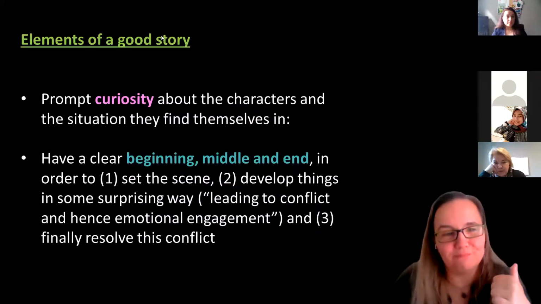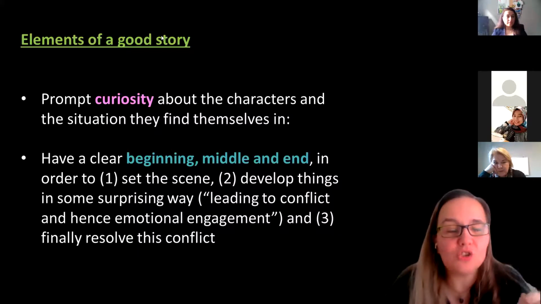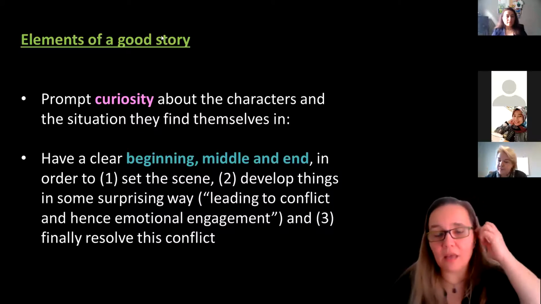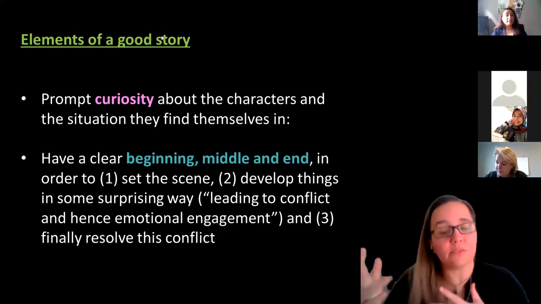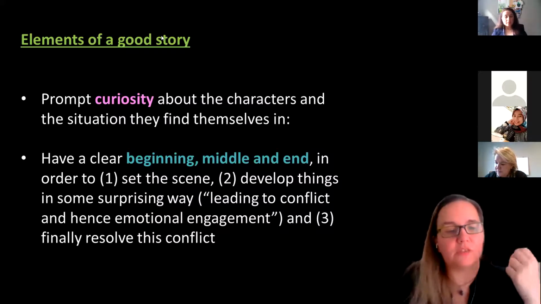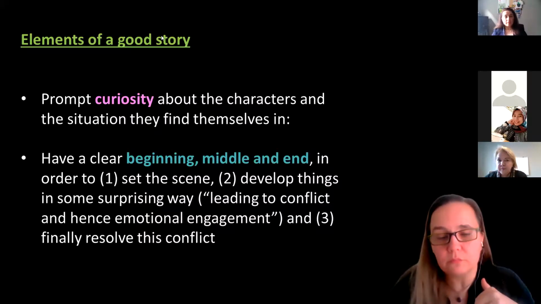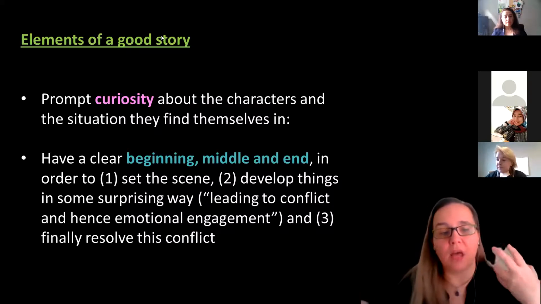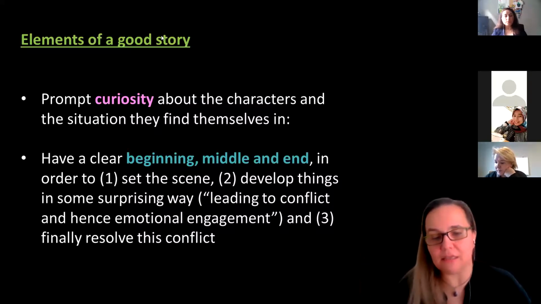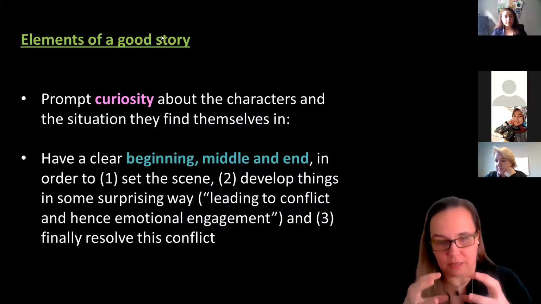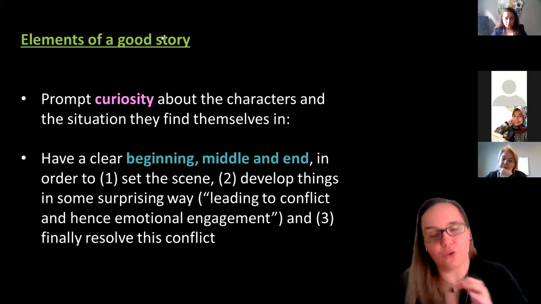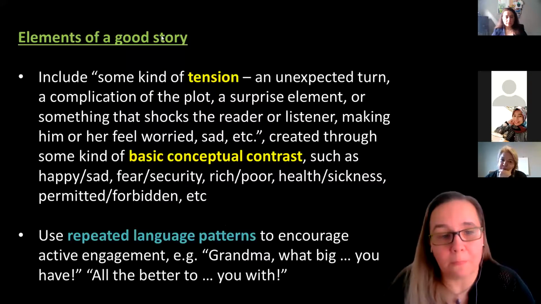a good story. Okay. The second one, it should prompt curiosity about the characters. Oh, okay, what's going to happen now? What's next? So curiosity. And the third one, stories usually have a beginning, middle, and an end. So you start, you create the peak, and then you resolve everything.